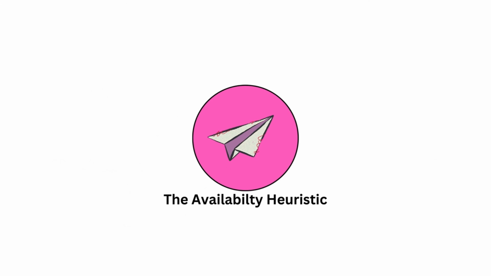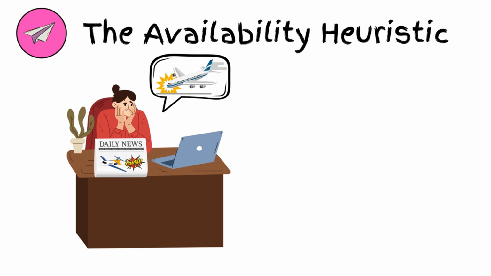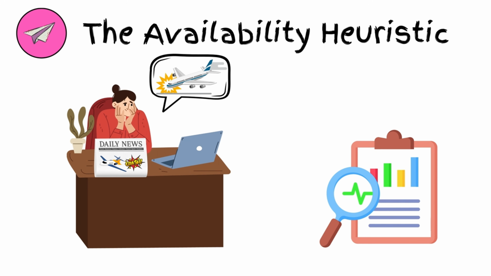The availability heuristic. The availability heuristic is when you judge the likelihood of something happening based on how easily you can recall it. For instance, you might think plane crashes are common because you've seen news coverage of recent accidents. To counter this, rely on actual statistics and data before forming judgments.